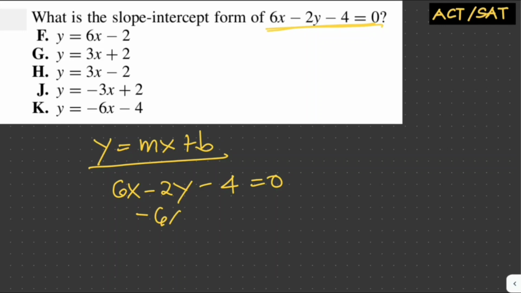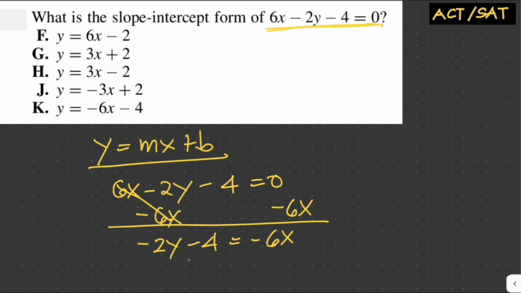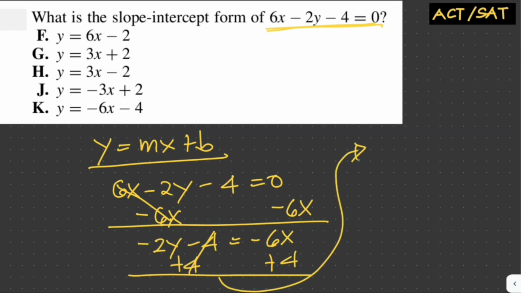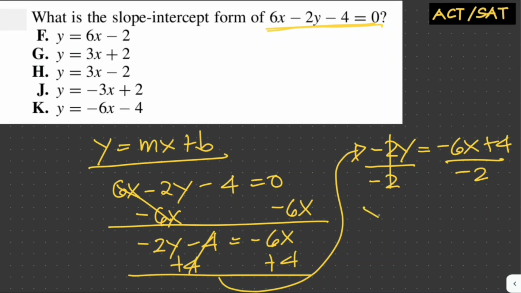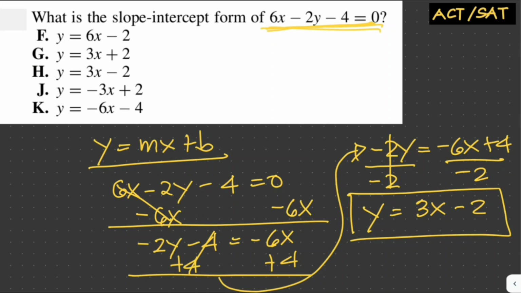Okay, let's just subtract 6x from both sides. So we have negative 2y minus 4 equals negative 6x. And then we add 4 to both sides. Then we have negative 2y equals negative 6x plus 4. And then we divide both sides by negative 2. So we have y equals 3x minus 2. So the slope-intercept form of this equation here is just y equals 3x minus 2. Therefore, the answer here is letter H.